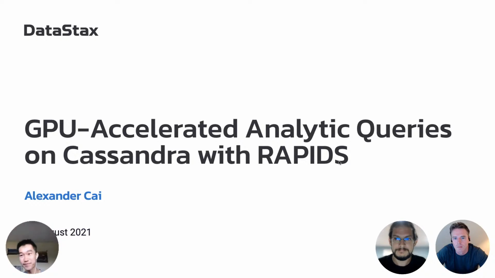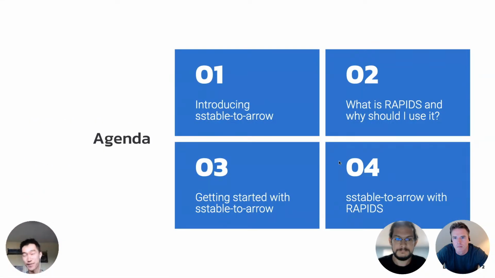So today we're going to have sort of four main sections. First off, I'll talk a little bit about SSTable to Arrow, what it does, what problems it solves. Then we'll talk a little bit about Rapids, which is, or what it is, we'll get to it in a bit. But it's essentially some open source Python libraries that can help you run data analytics on a GPU.